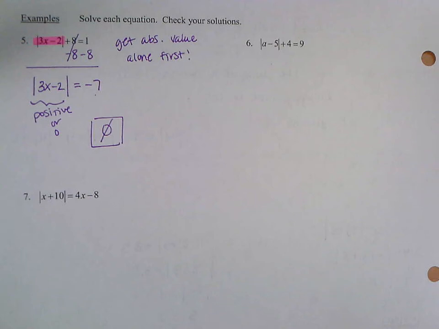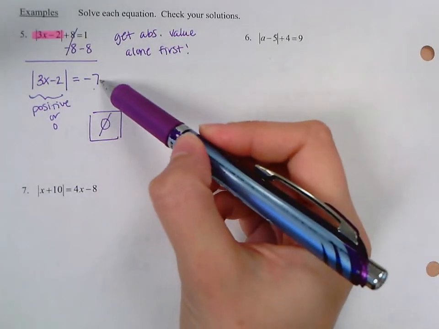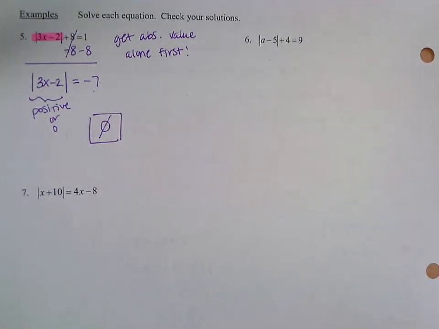Okay, so I'm going to explain that again. The side with the absolute value bars, no matter what I put in for x, will have to be a positive number or 0, meaning it will never equal negative 7. Now, if you didn't recognize that, this is why it's important to check your solutions.